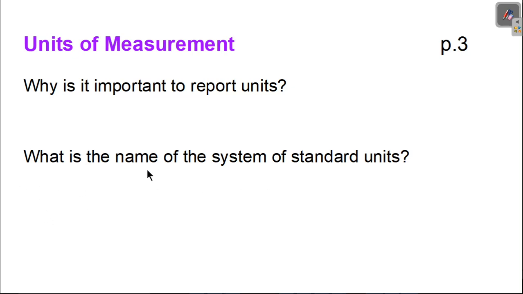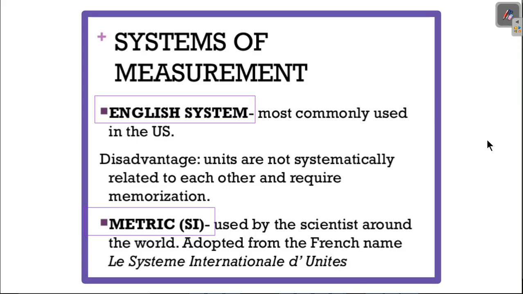Now, what is the name of the system of standard units that you use here in the United States? Is that the system that the world uses? Is that the system that scientists use? Think about it for a second, and then I'll give you the answer. Well, there are two systems that you use here in the United States: the English system, also known as the customary system, and the metric system of units.